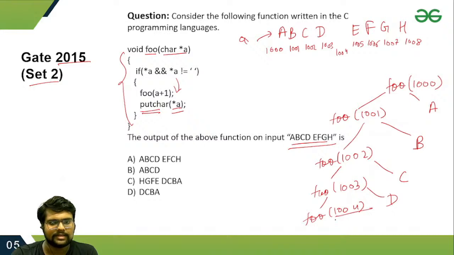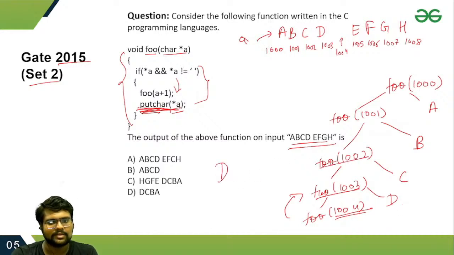And when foo of 104 is called, this is pointing to space. So when it is space, it will not enter the if condition. So we will stop here, and it will return to the calling function. After returning to this function, the statement after that function call will get executed. So this putchar of star A will get executed, and D will be printed on the output.